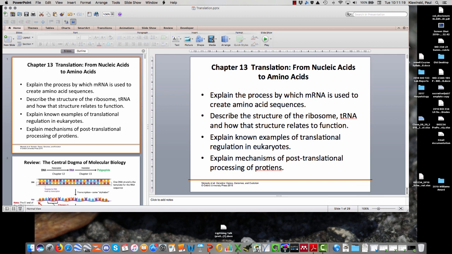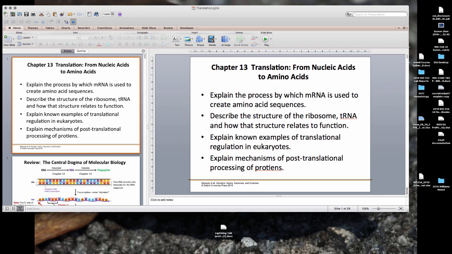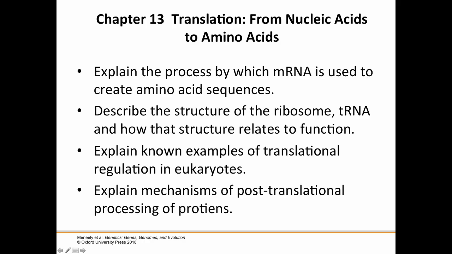So in this chapter, the things that you will need to learn and be held responsible for is knowing the process by which messenger RNA is used to create amino acid sequences. We've talked about this in general terms before. We'll talk about it in more specific terms now. You'll need to be able to describe the structure of the ribosome, transfer RNA, and how those structures relate to the function of those molecules. You'll need to explain the couple of examples of translational regulation in eukaryotes that are described in your textbook.